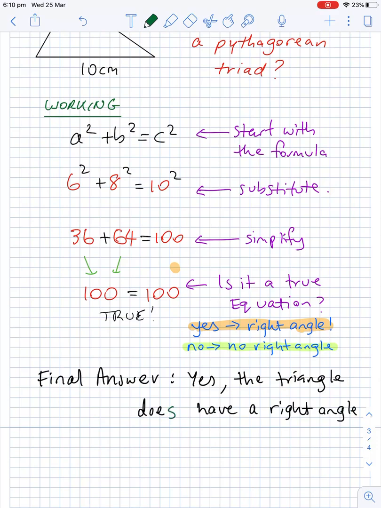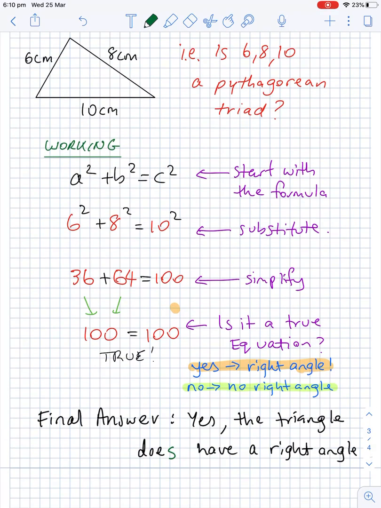Well, we've got all our numbers being squared. So 6 squared, well, that makes 36. 8 squared equals 64. And 10 squared equals 100. So that's the first thing I want you to do.